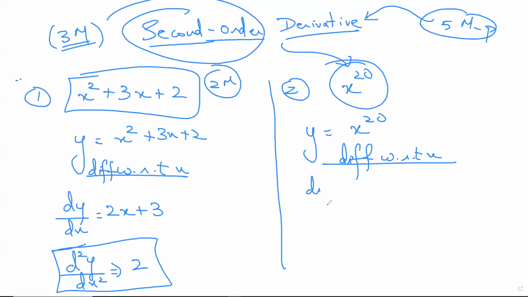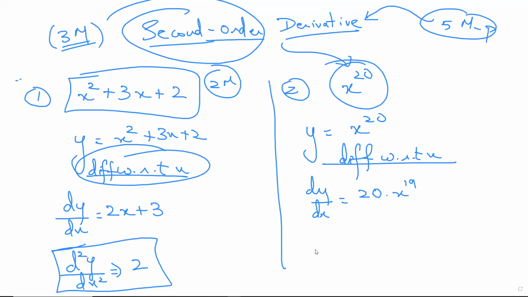Left hand side becomes dy by dx. The power comes down, times x to the power, reduced by 1. So it becomes 20 x to the power 19. Done. But this is not my final answer, guys.